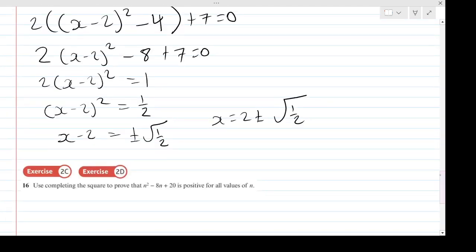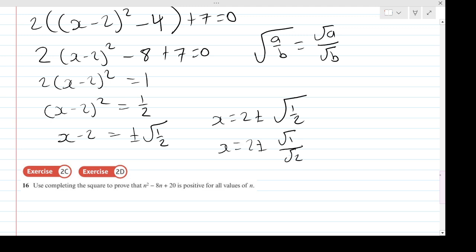We could simplify it a little bit. If you remember our surd laws, back from the other chapter, if we have root a over b, I can split the root up to be root a over root b instead. If I do that, then x would be 2 plus or minus root 1 over root 2. But root 1 is just 1. So then x would be 2 plus or minus 1 over root 2.